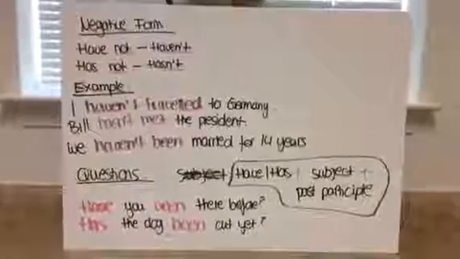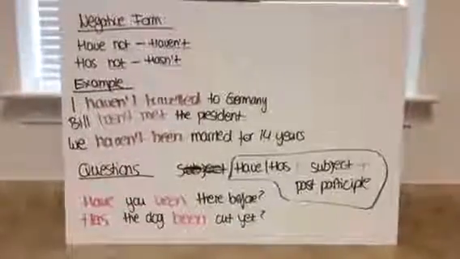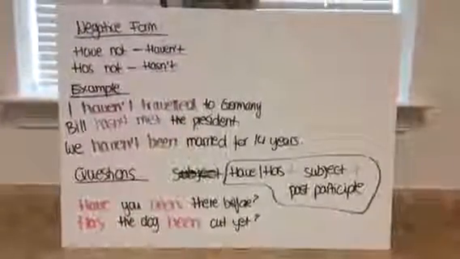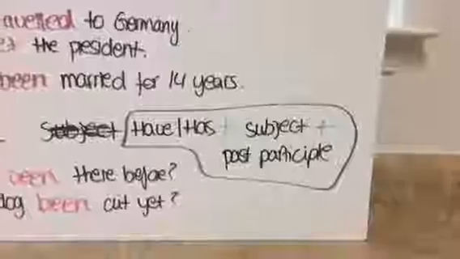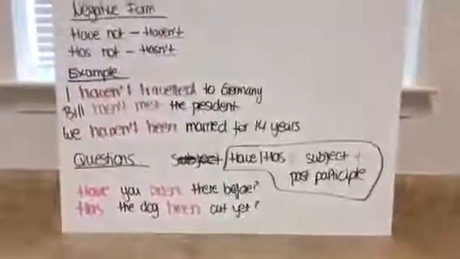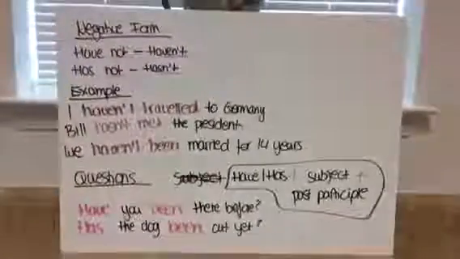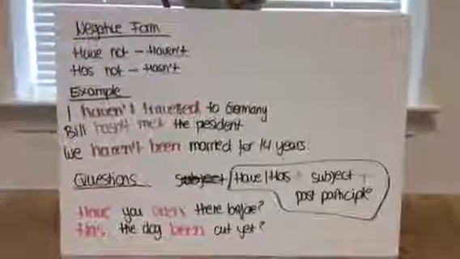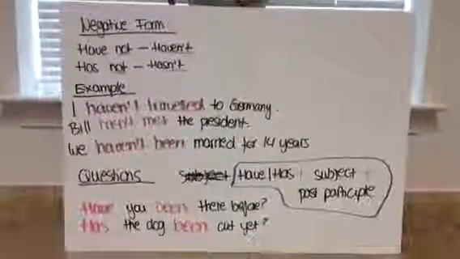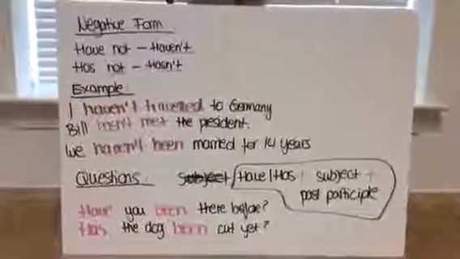Now, we also have questions that we can form. So the structure for that would be have or has plus the subject plus past participle. An example: have you been there before? Or has the dog been out yet? So we have or has, the subject, the third form past participle, and that would be it.